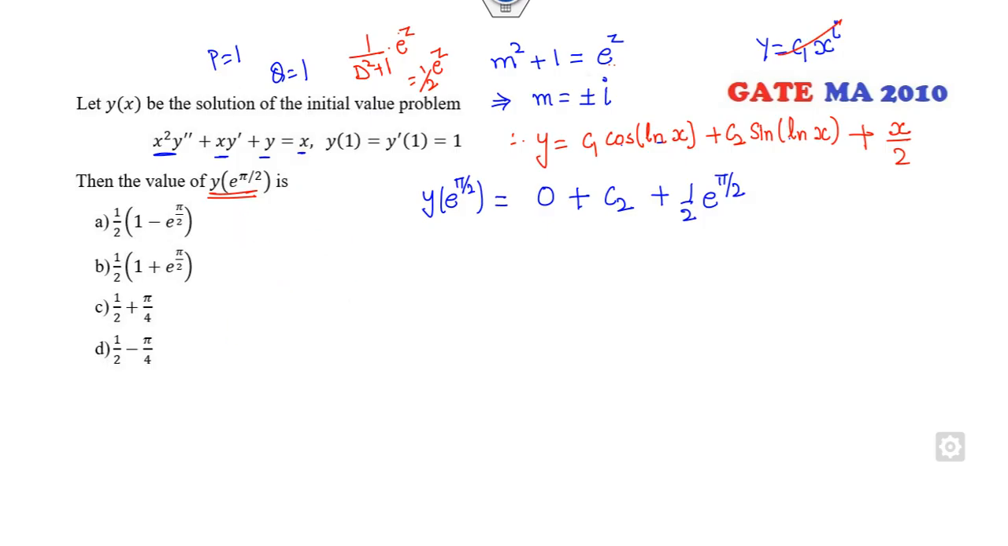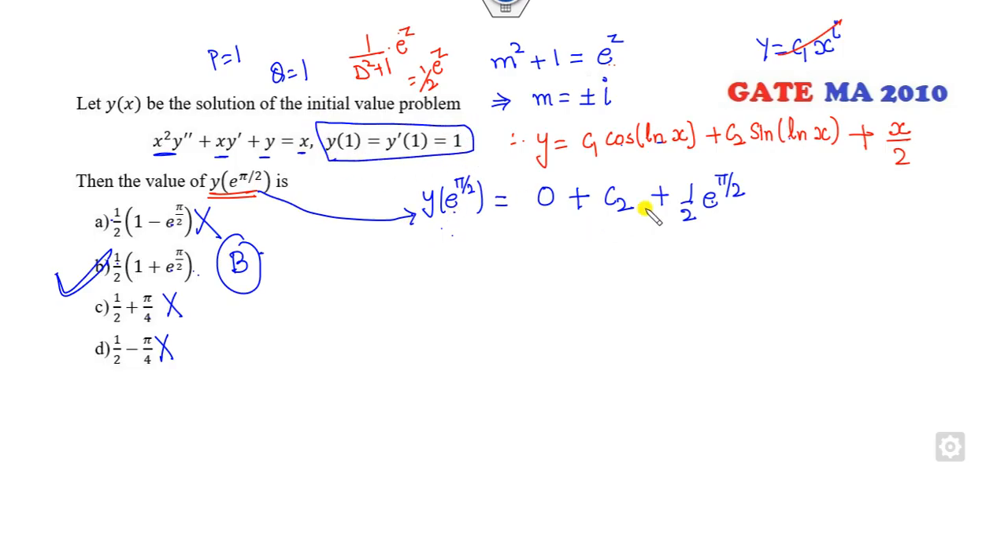Fine. Now you can see about the options. First of all you can see this option is cancelled, this option is cancelled because it does not involve this, e raised to power pi by 2 plus 1. Here you can see e raised to power pi by 2 minus 1. So the only option left is B, my right answer. That's the benefit of this. If you start from the initial requirement, after that you can substitute if there is a need. If you apply this condition, you will get c2 is also 1 over 2, but there is no need of the full solution.